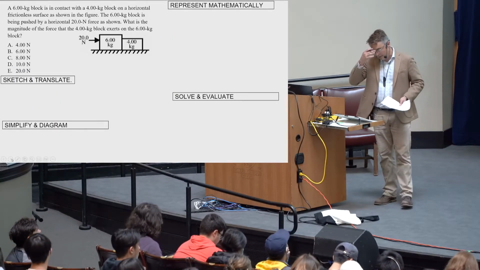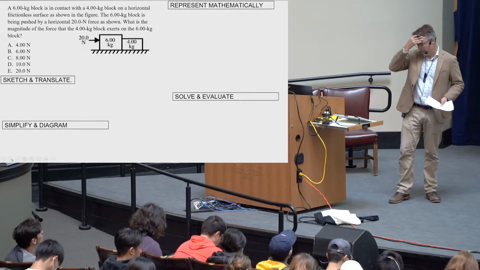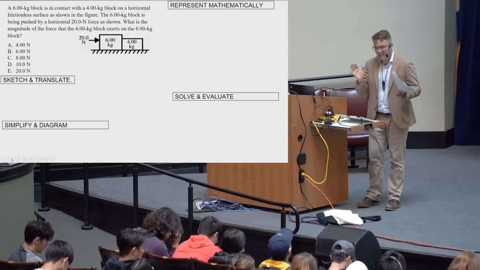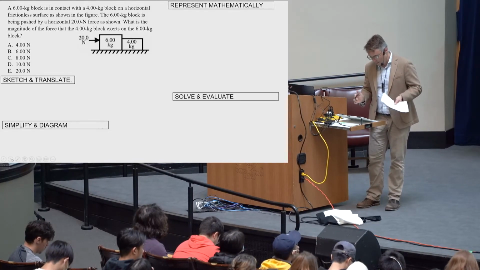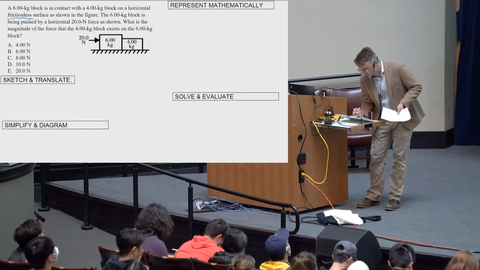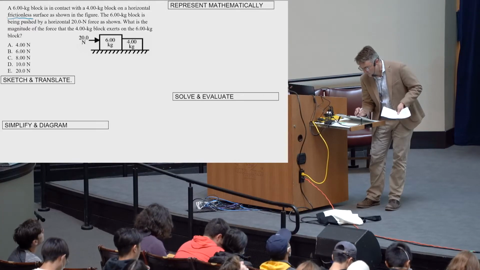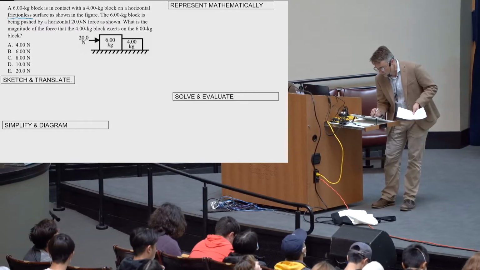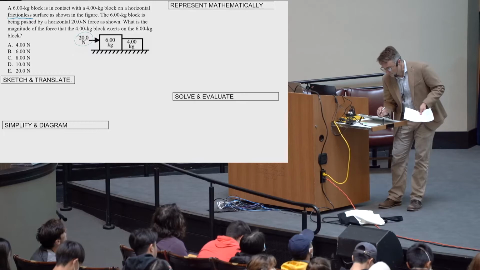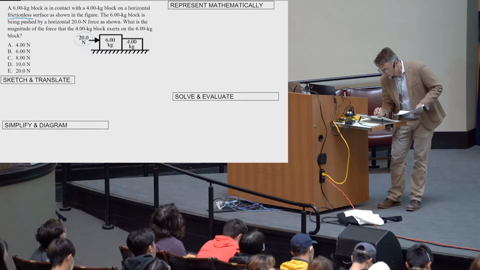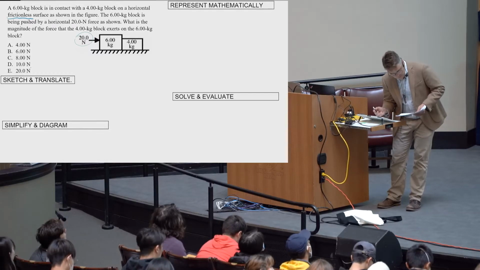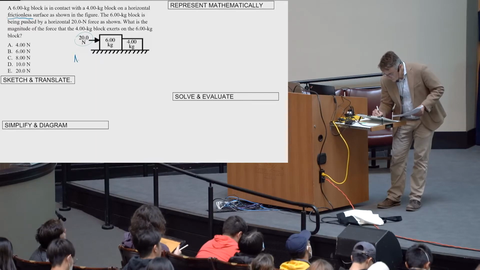So this is one kind of similar to what we didn't do last time. It's 2 blocks, and it's being pushed with an outside force of 20 newtons. They're kind of touching each other, and they're maybe sliding along. It says actually a frictionless surface. So a 6 kilogram block is in contact with a 4 kilogram block on a horizontal frictionless surface, as shown in the figure. The 6 kilogram block is being pushed by this external force, 20 newtons. What is the magnitude of the force that the 4 kilogram block exerts on the 6 kilogram block? And there's a list here. It's one of these.